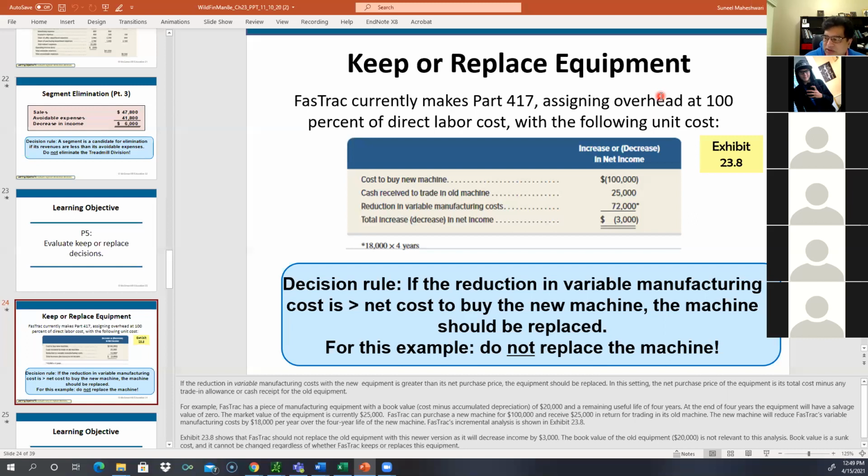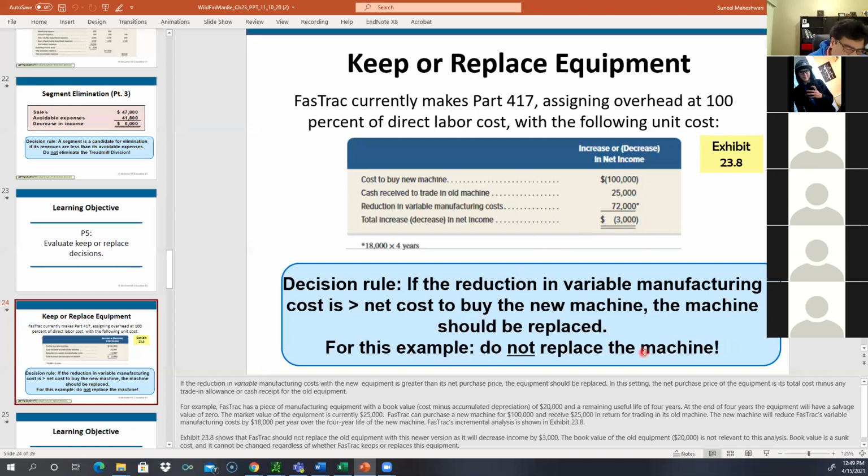So in this case, for example, the cost to buy the new machine is say $100,000. Cash received for the old machine is $25,000. So you get that in hand and you reduce the variable cost by $72,000. So your total decrease in net income is $3,000. So you don't replace the machine, right? Because you're losing money. That's what it is, do not replace the machine.